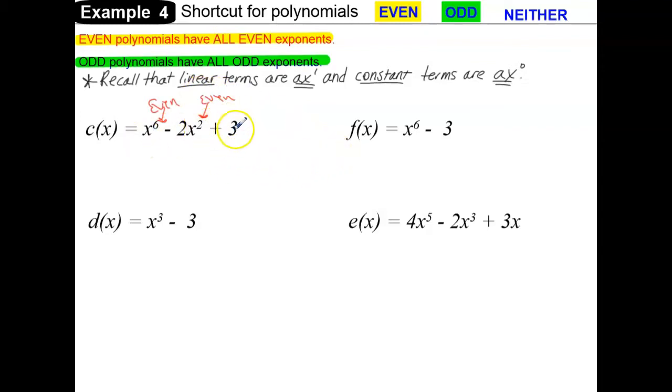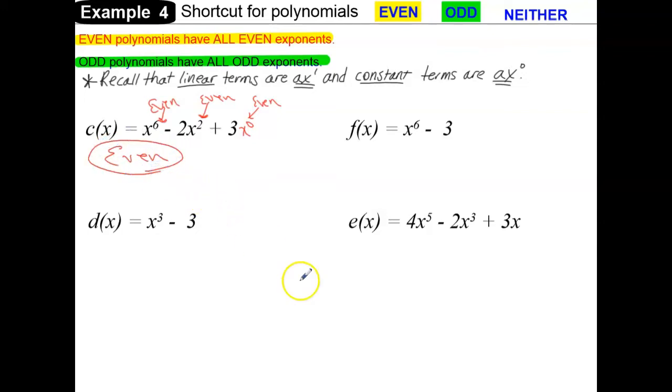Okay, at the end we have a constant, and if you remember from earlier lessons, a constant is an x to the 0 power, right? Because anything to the 0 power is 1, and 1 times 3 is 3. So a constant function is not linear, it's a polynomial of degree 0. So this is a degree 0 term, and 0 is an even number, so that has an even exponent as well. And all of these exponents are even. That makes this an even function.